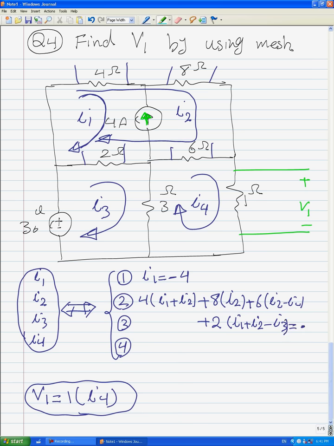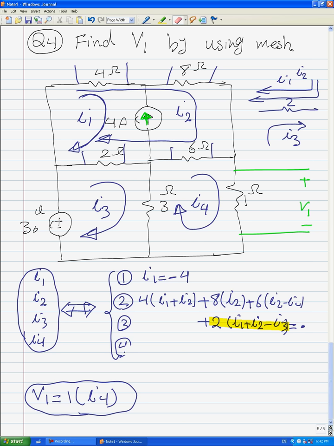Again, it's important to investigate. For 2 ohms, we have 3 currents. If we have 2 ohms here, we have I1 and I2 in the same direction and I3 in this direction. That's why the current for 2 ohms should be I1 plus I2 minus I3, and this is the second equation.